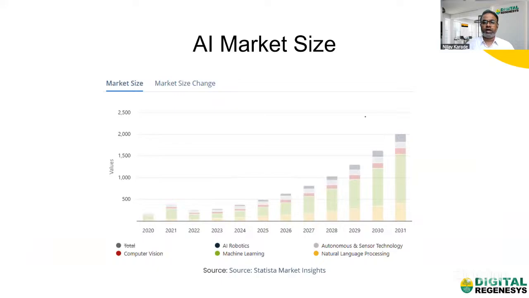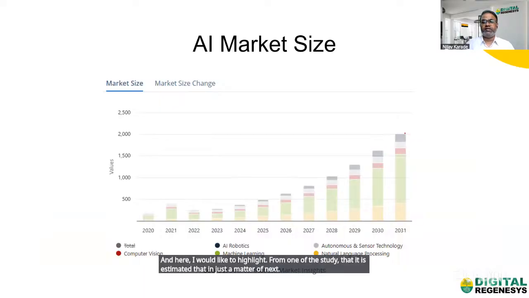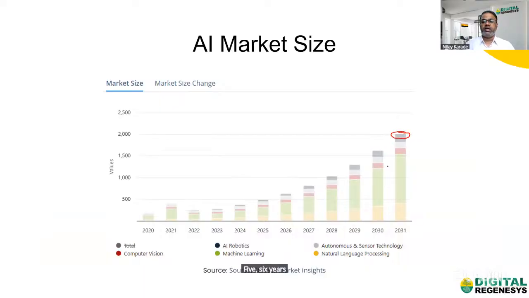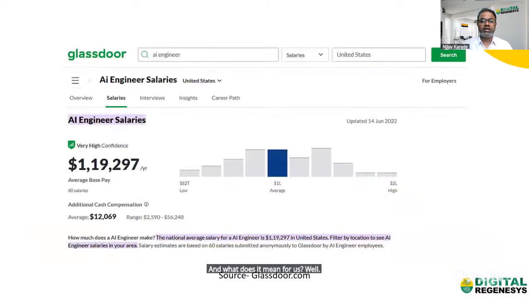And here I would like to highlight from one of the studies that it is estimated that in just a matter of the next 5-6 years, AI is expected to reach a market size of $2 trillion. So that's quite a huge number, right? And what does it mean for us? Well, that means a huge amount of opportunity in the field of AI. You can become an AI engineer, machine learning engineer, right?